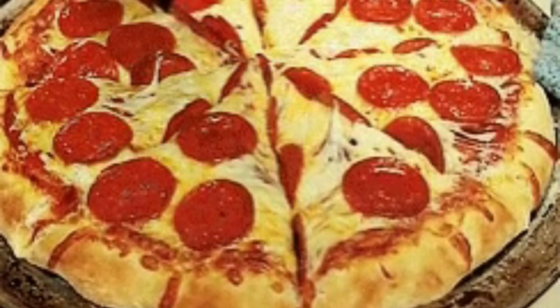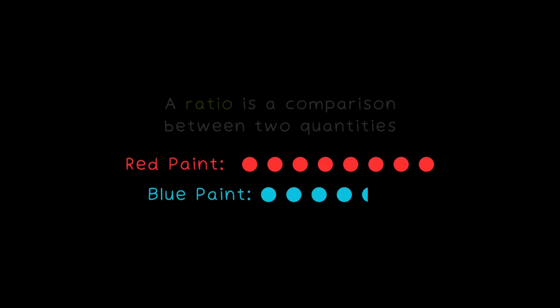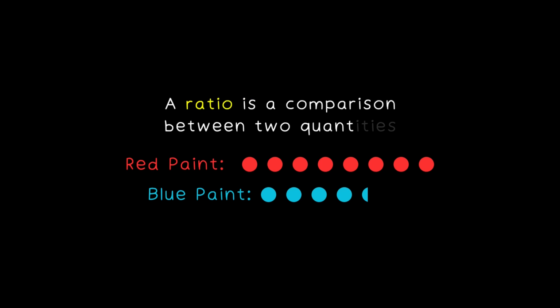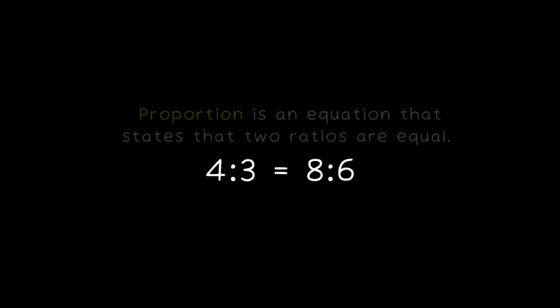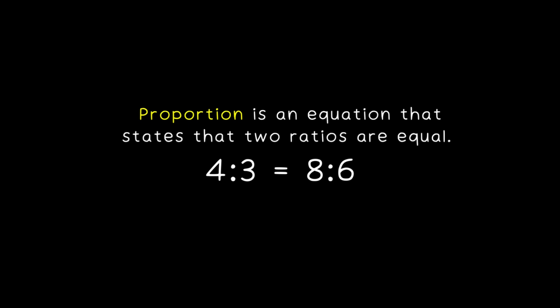First things first, let's clarify what ratio and proportion are. A ratio is a comparison between two quantities, and a proportion is an equation that states that two ratios are equal. For example, the ratio of boys to girls in a class can be written as 3 is to 2.